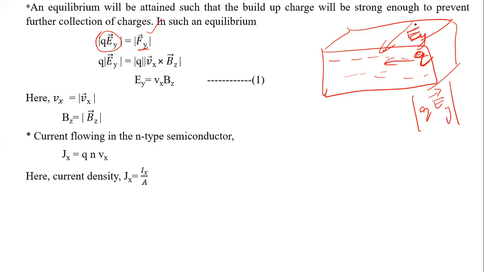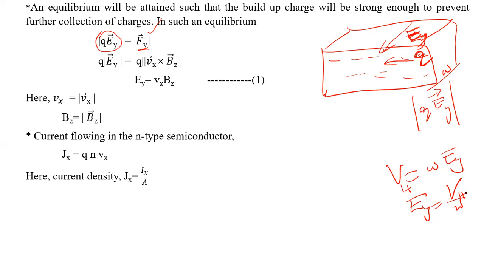Under such an equilibrium state, you have already set up a Hall field Ey, and correspondingly a Hall voltage. What will be your Hall voltage here? W is the width here, and Ey is the Hall field. W into Ey will be your Hall voltage, or Ey will be the Hall voltage upon W. Let us denote this Hall voltage as V subscript H. The Hall voltage will be W into Ey.